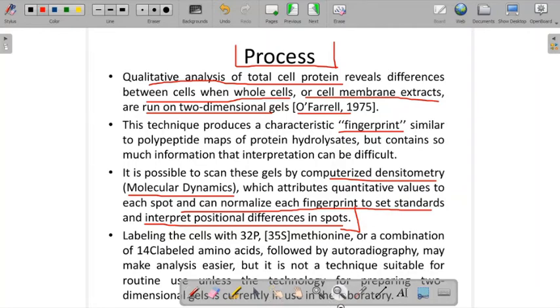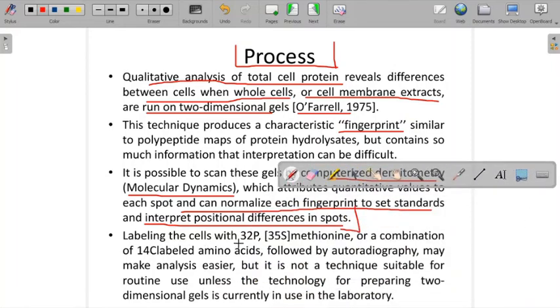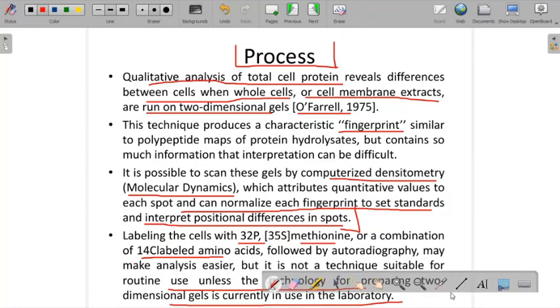Labeling of cells with 32P phosphate or 35S methionine, or a combination of 14C, carbon-14 labeled amino acids, followed by autoradiography, may make analysis easier. That shows us some sort of radioactivity or overexpression in these radiating spots, and immediately our analyzer can spot the differences. But it is not a technique suitable for routine use unless the technology for preparing two-dimensional gels is currently used in the laboratory. So that is one drawback here.